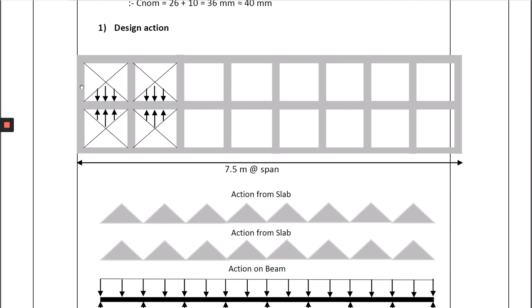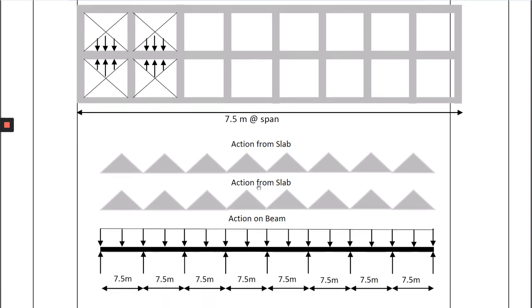Another thing is that because this slab is a square slab, the area of the load that is transferred to the beam is a triangular load. It is the same for all of the cases. Here is the free body diagram of how the load is transferred. Here is the action from the beam, action from the slab, and action is also from the slab. We have two slabs here.